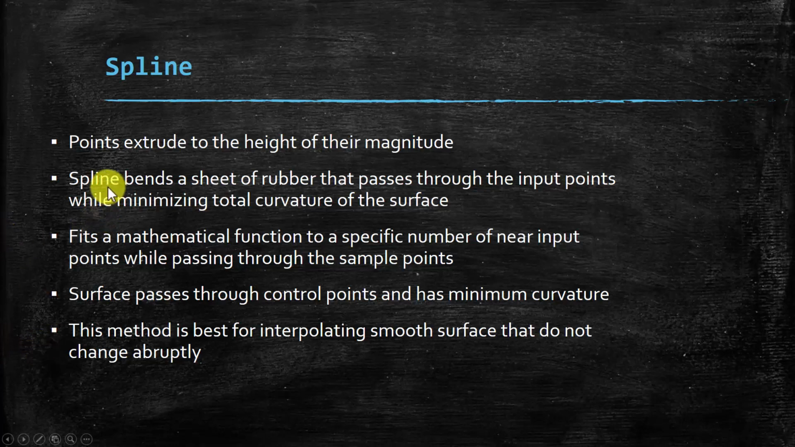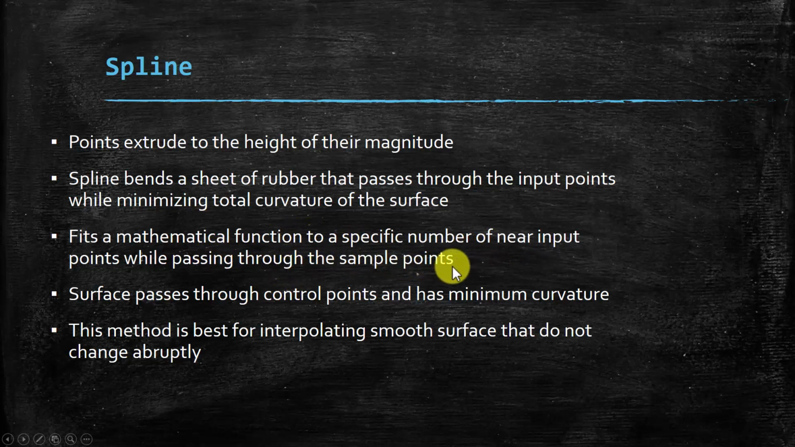So basically, here's the idea. Imagine that the points extrude to the height of their magnitude, whatever you're measuring. If you're measuring elevation, they extrude to their elevation. If you're measuring depth to water table, they extrude to their depth. Spline then bends a sheet of rubber that passes through the input points while minimizing total curvature of the surface. So you're trying to create a smooth surface that passes through the points. It fits a mathematical function to a specific number of near input points while passing through the sample points.